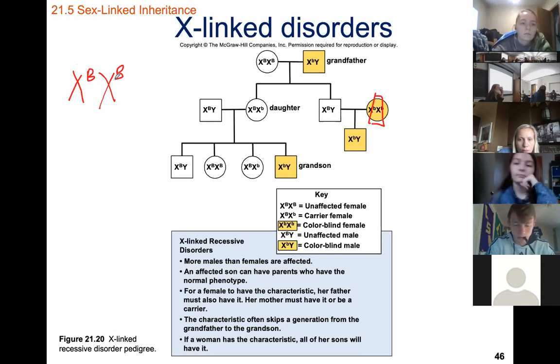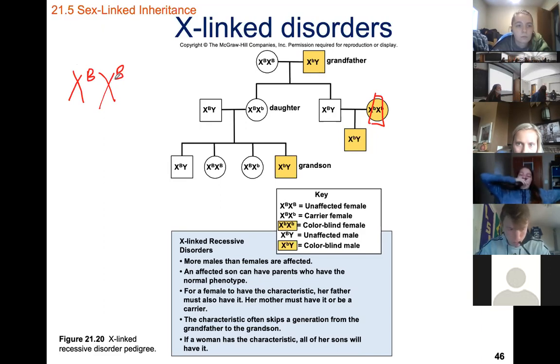The next thing, so we can say that the mom is for sure not homozygous dominant. The mom at least has to be a carrier of that. We don't know if that means that she was dominant or recessive, but what we can see here is that the mother was a carrier.